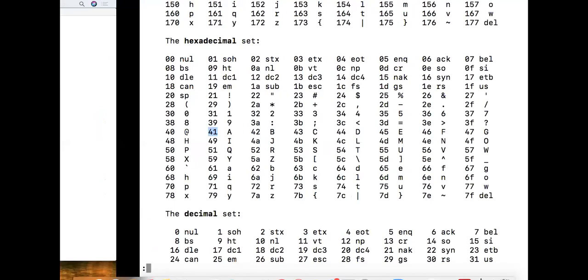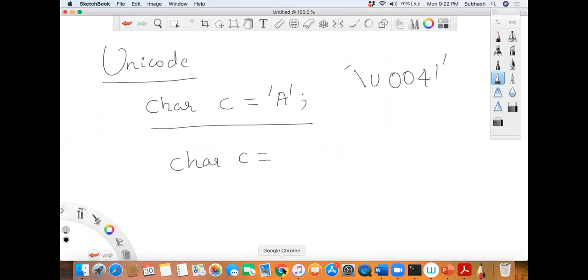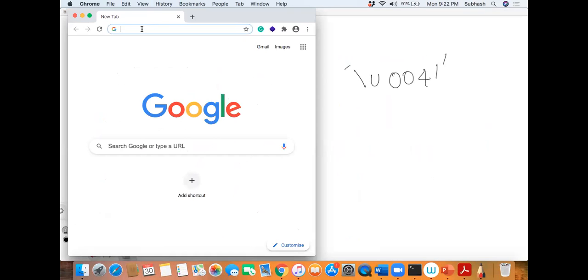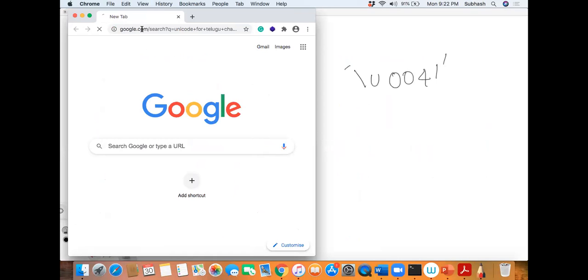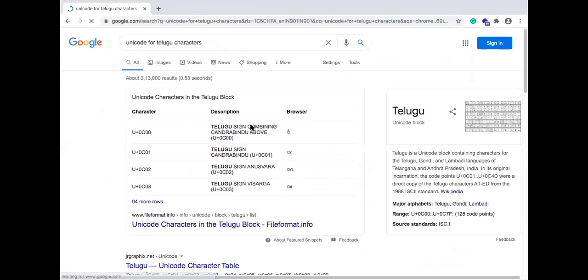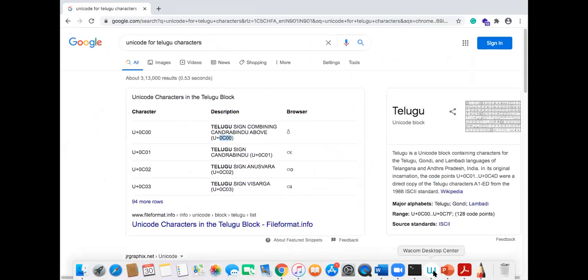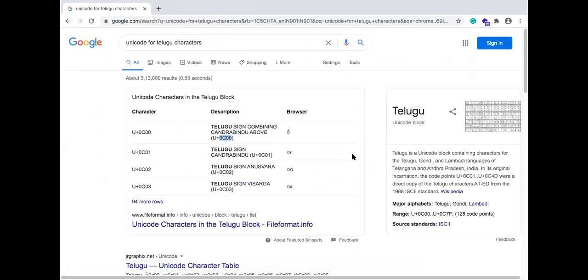Okay, so just Google it. Let me see if I try to Google Unicode for Telugu characters. Let me see what will happen. Guys, did you see this? Okay, you can see Telugu here. Can you see or not? Yes or no? Okay, so try this out. Telugu from 0C00. You just put this and see, you'll get it.